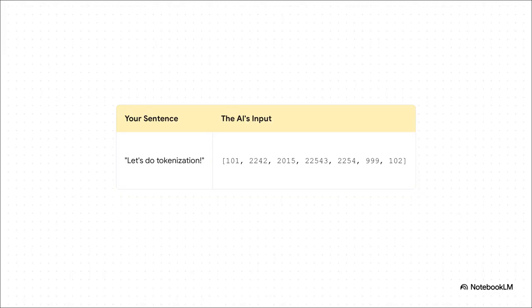Okay, so this right here, this is the whole challenge in a nutshell. On one side, you've got our sentence, "let's do tokenization." On the other, that's what the AI actually sees, a string of numbers. See, at their core, these models don't get words at all. They only understand numbers. So there has to be some kind of translation step, right? A bridge between our world and theirs.